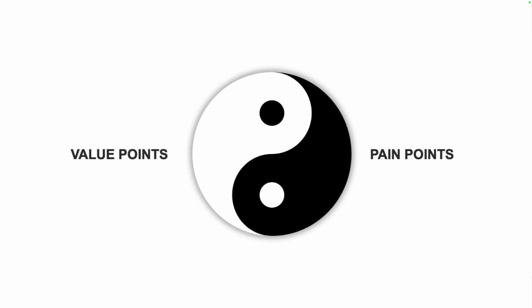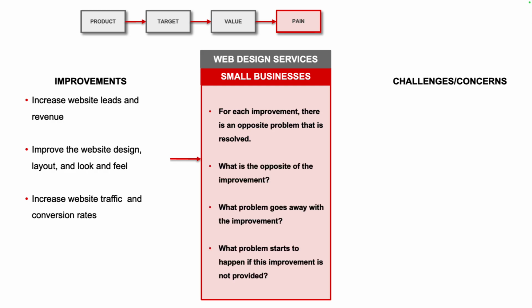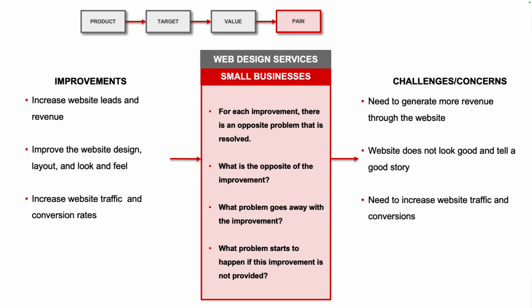And that's because there is a yin and a yang relationship between the improvements we deliver and the pain points we help to solve. And what I mean by that is that if we identify a set of improvements our product or service can deliver, for each improvement, there is an opposite problem or challenge that we either make go away or that we help the prospect to avoid. And with that, we can very easily look at each point and ask ourselves, for that improvement, is there an opposite problem that's resolved or goes away? So we can go through each of the improvements we created and then really quickly create a set of opposite pain points.